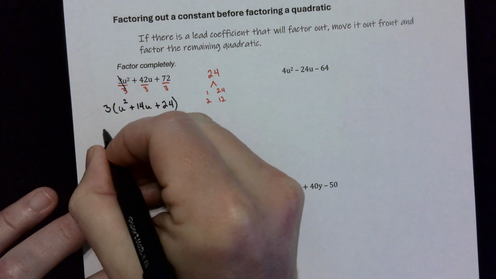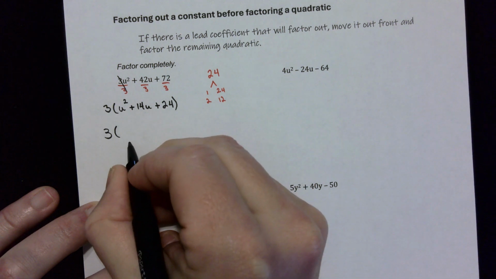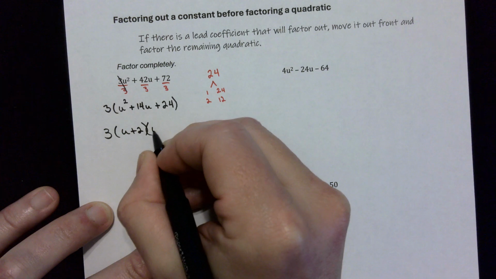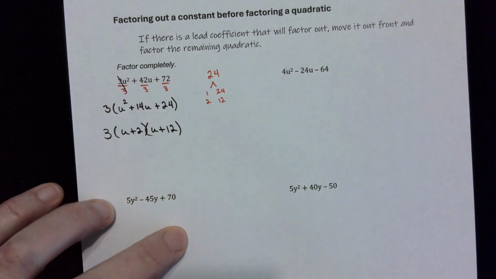So when we factor this, and we do have to keep that 3 around, it'll factor into 3 times u plus 2. That's the 2 factor here. And then u plus 12. And that's it on that one.